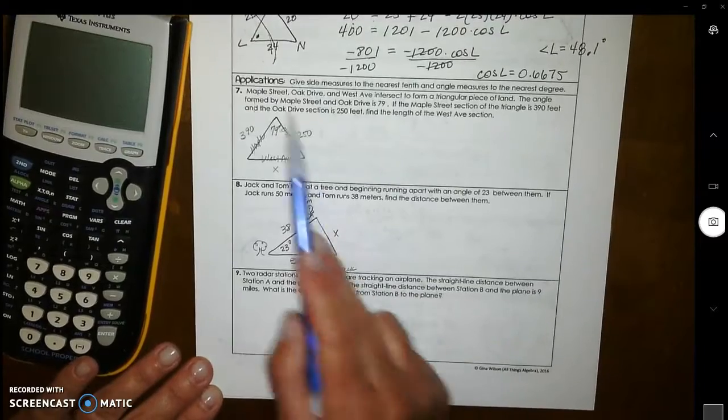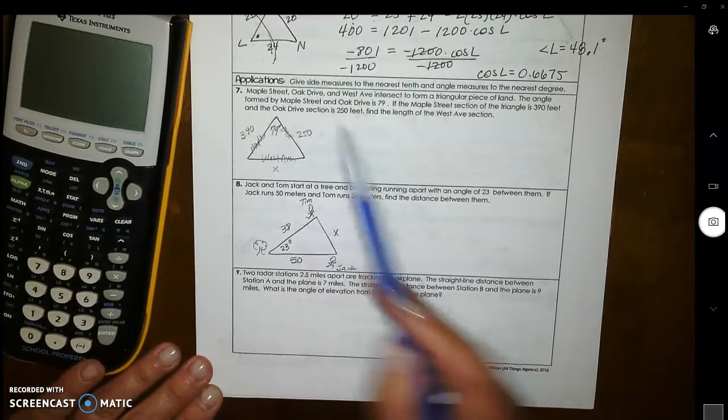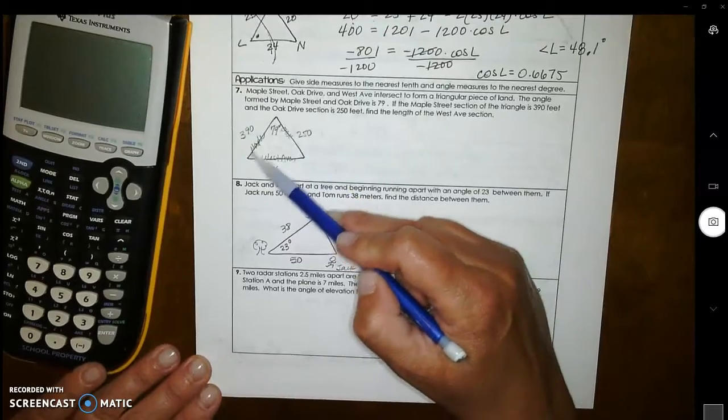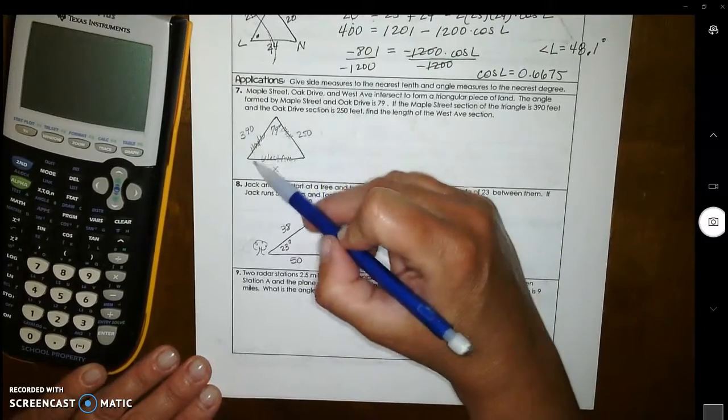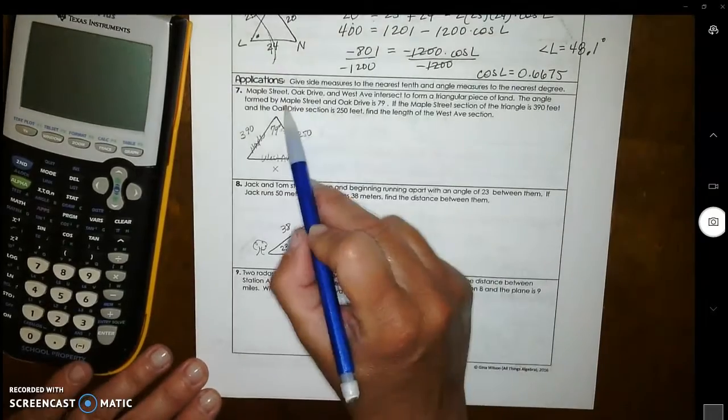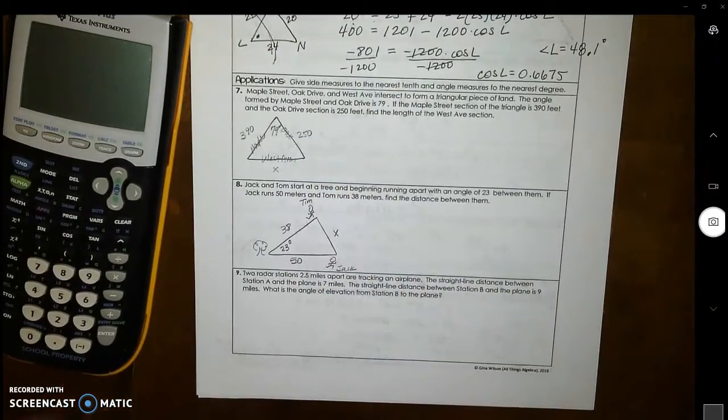But we have basically Maple Street, Oak Drive, and West Avenue intersecting to form a triangular piece of land. And so I drew a triangle first, and then I was like, oh, this is Maple Street, here's Oak, and here's West Avenue. And then I labeled my picture accordingly.